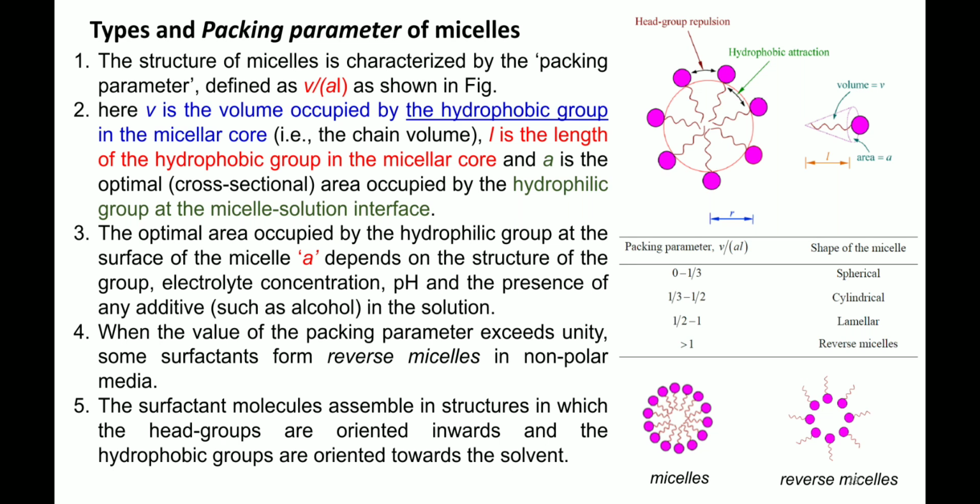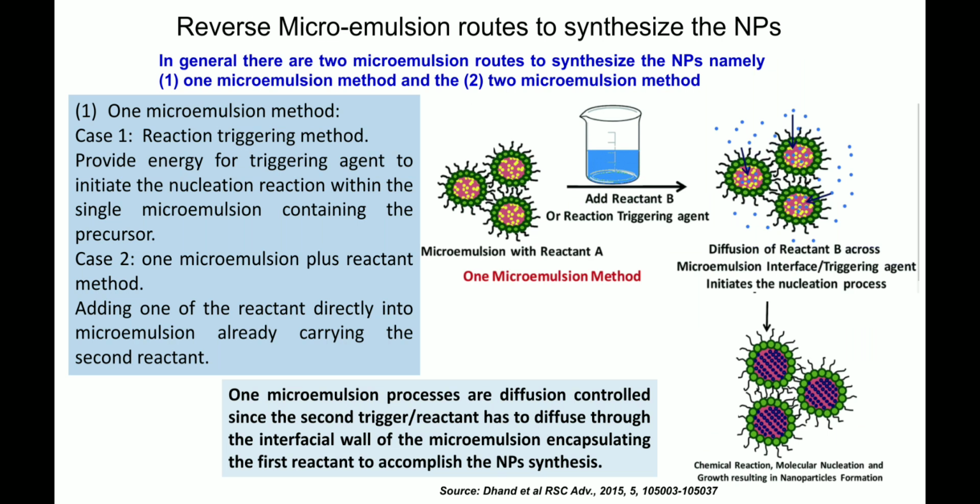So the surfactant molecules assemble in a structure in which the head groups are oriented inwards and the hydrophobic groups are oriented outwards toward the solvent. So it depends upon whether there is a formation of micelle or reverse micelle. Depending upon that, their head and tail arrangement gets reversed. So this is called the packing parameter of micelle.